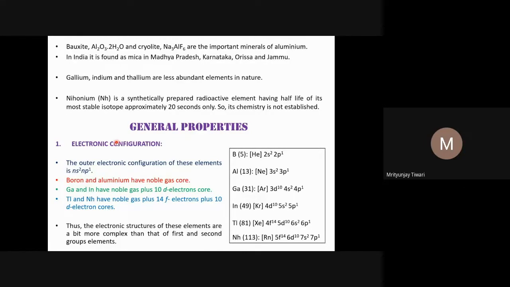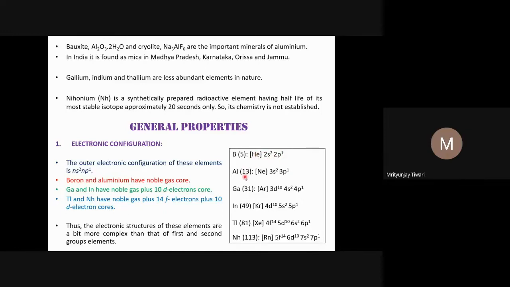A few basic points for the group 13 elements: the general electronic configuration is ns2 np1. Here boron and aluminium have a noble gas core. This is important. Boron is helium 2s2 2p1 and aluminium is neon 3s2 3p1. So the core is the noble gas core, and the ns2 np1 electrons belong to the valence shell.